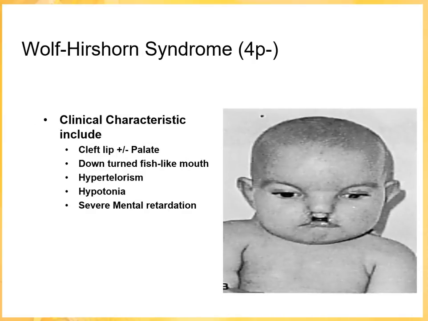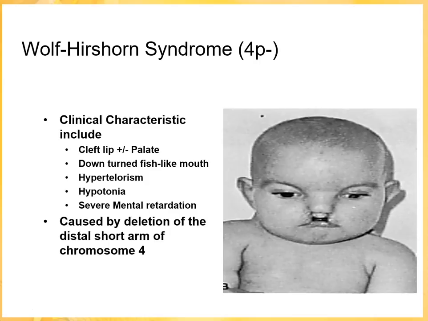Wolf-Hirschhorn is characterized by cleft lip and palate, and it's caused by the deletion of the short arm of chromosome 4. So we have a cleft lip and palate, kind of downturned corners of the mouth, wide-spaced eyes. This is a very significant hypertelorism, low muscle tone, and severe cognitive delays. They used to call this the Greek helmet face because this almost looks like one of those Greek helmets that came down. And this is, again, the larger the piece deleted, the more significant the cognitive deficits.